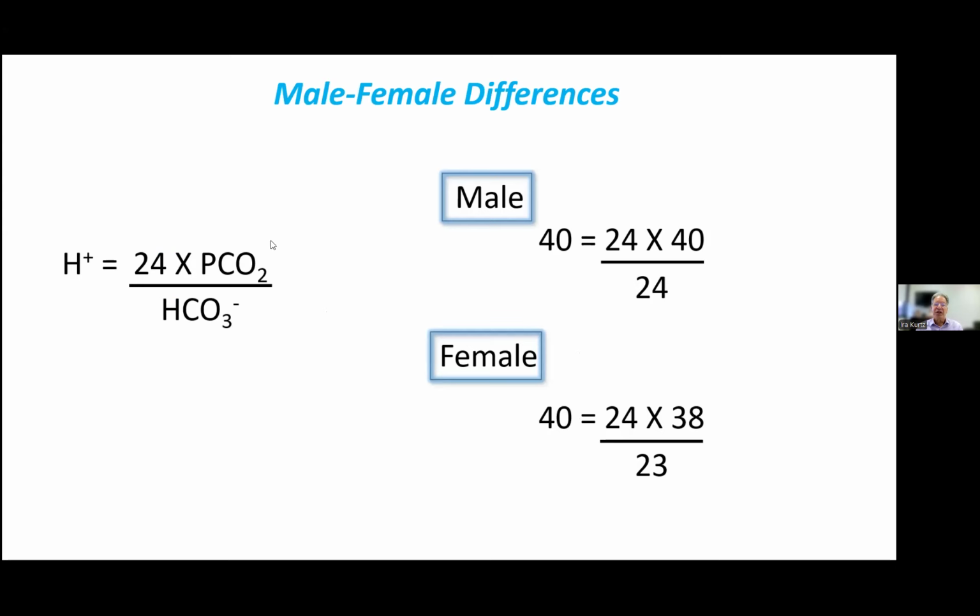Now, the other thing to realize: we have this equation, but the absolute value of these numbers differs in males and females. We tend to always think of these numbers, but these are male numbers. So 24 times a PCO2 of 40 divided by a bicarbonate of 24. The PCO2 of 40 and the bicarb of 24 you see in men. In women, the PCO2 tends to be a little bit lower, and the bicarbonate tends to be a little bit lower. So a bicarbonate of 25 in a female would actually be a little bit high.